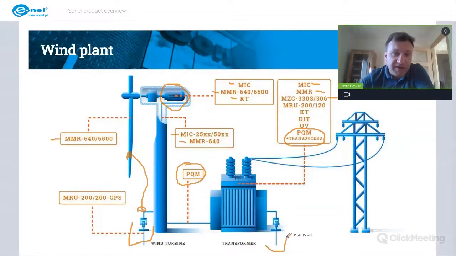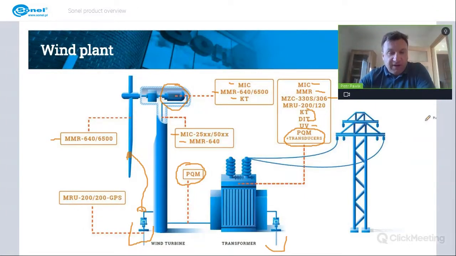For checking earth resistance, we have MRU 120 or MRU 200. We can check any overheating components with thermal imagers of KT series or pyrometers of the IT series. And we can check for a corona effect using the UV camera.